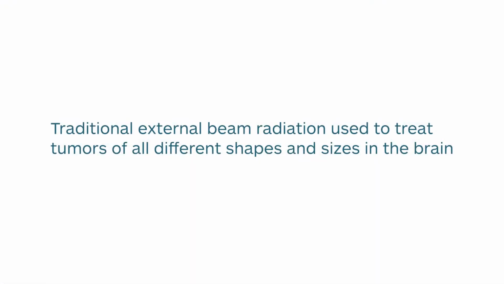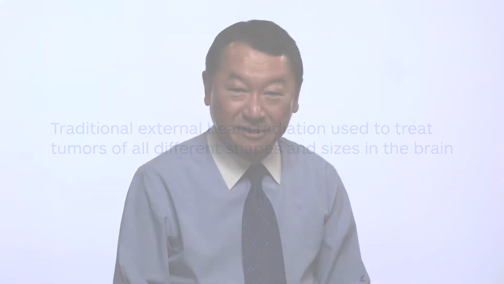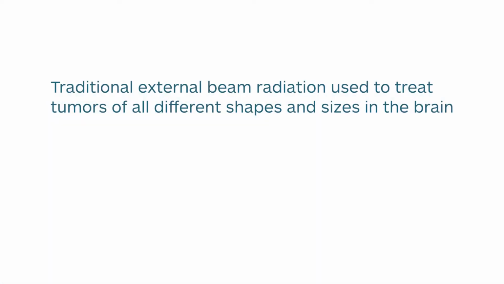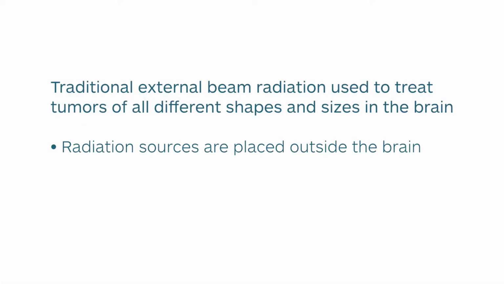The gamma-tile technology is something that is different from all other forms of external radiation that we need to talk about. Traditionally, external beam radiation has been used to treat targets and tumors of all different shapes and sizes in the brain. The basis of the radiation is that radiation sources are placed outside of the brain and the radiation goes through the brain to the target.